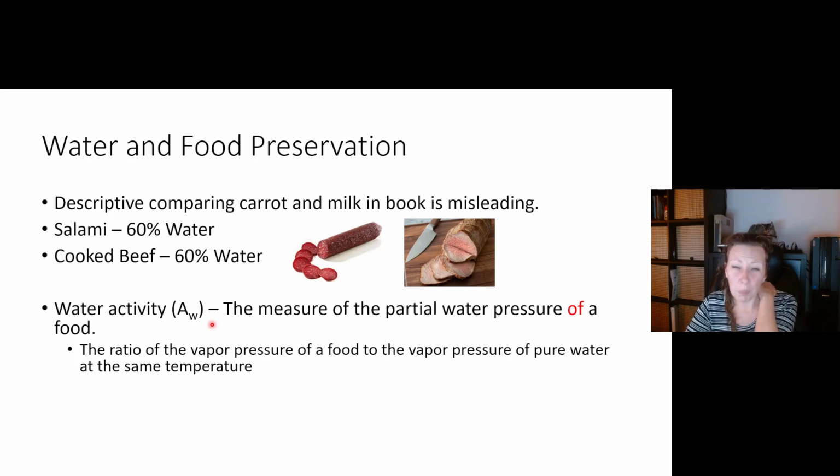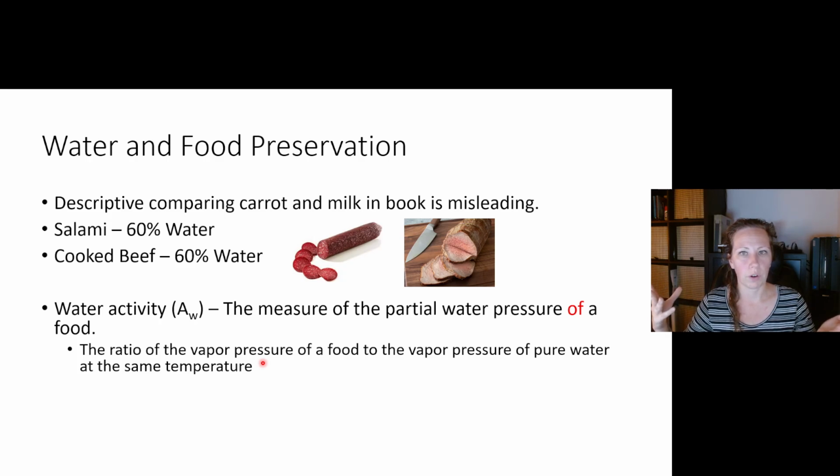So here's the more complicated definition and the most correct definition, but this one is still correct, so I'm not changing it on you. But this is like the most official definition: the ratio of the vapor pressure of a food to the vapor pressure of pure water at the same temperature. So remember, vapor pressure is that tendency of the water to change into the gaseous state. Okay, and this happens without the material being at boiling temperatures. All right, this evaporation.